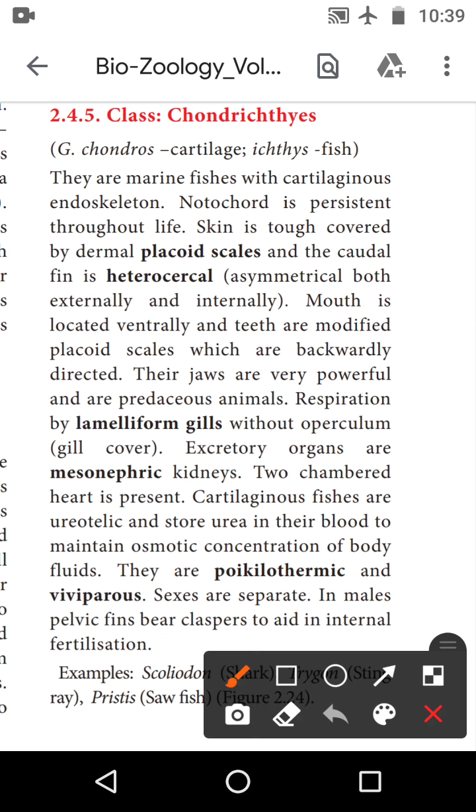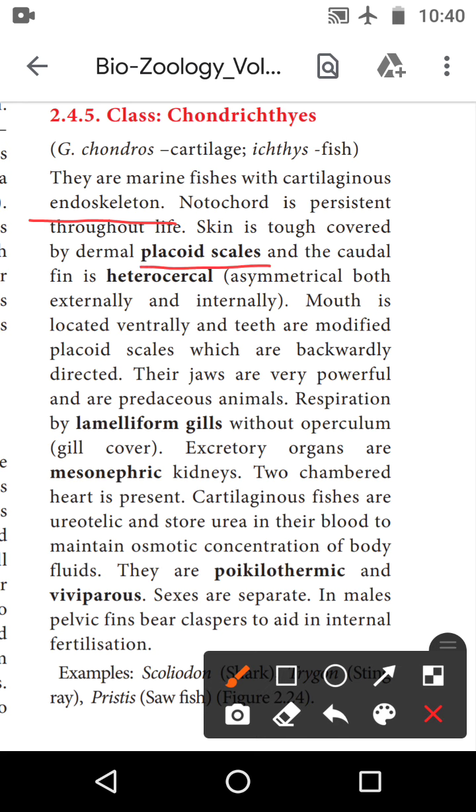It is the Chondrichthyes. They are marine fish. Normally this class is commonly called the cartilage fish class. The fish have a cartilaginous endoskeleton. What is meant by endoskeleton? The skeleton is inside, inside the body. Notochord persists throughout life. Skin is covered by placoid scales.